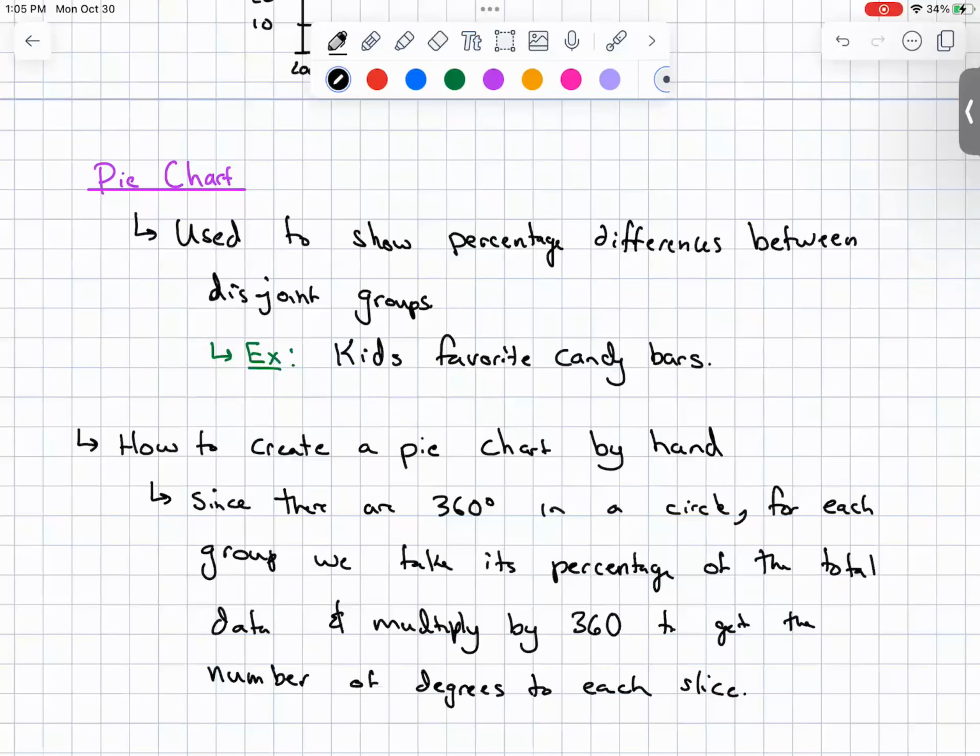If you're curious, they figure out the total number of people tested in your category. Then they look at each different subcategory and figure out the percentage of the whole. And then they multiply that by 360 to get the exact right angles set up. But let's do an example so you can see how to do it.